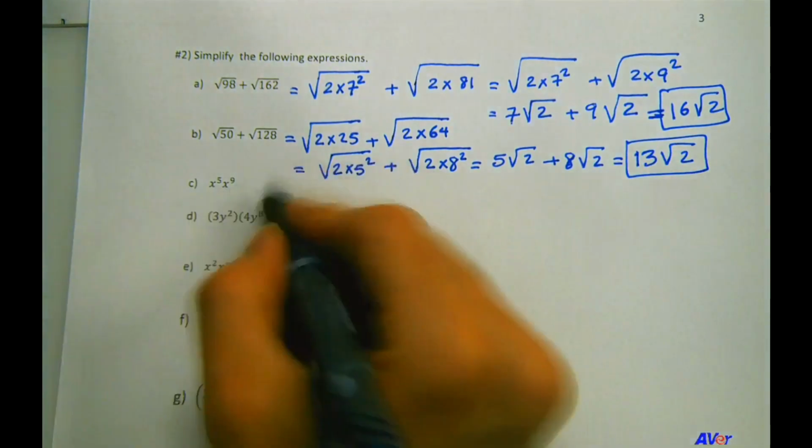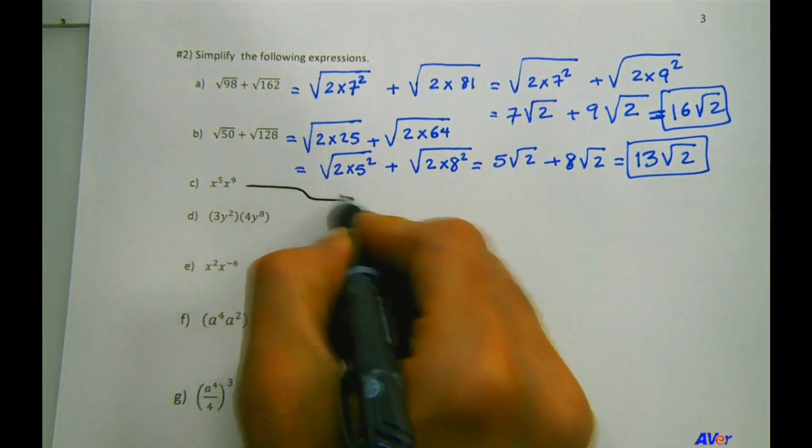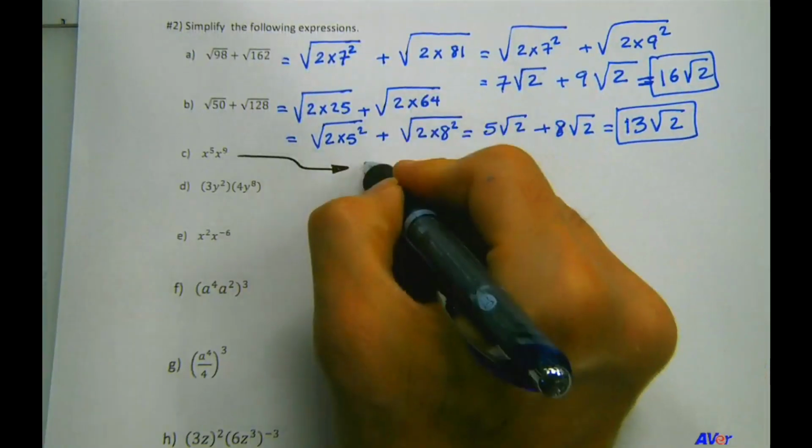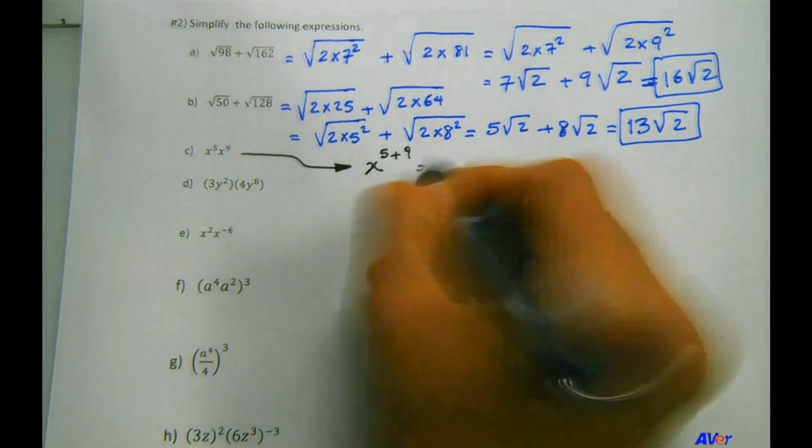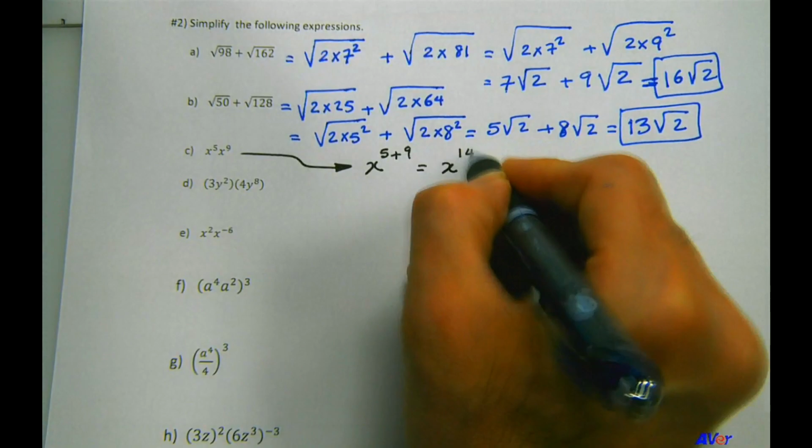Okay. So this one is really easy because the bases are the same, the powers are different, and we know we can add the powers. 5 plus 9, so we get x to the 14th power.